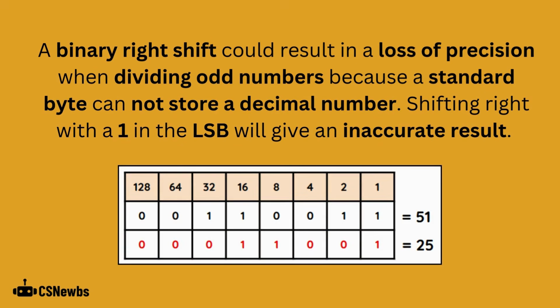A binary right shift could result in a loss of precision when dividing odd numbers because a standard byte cannot store a decimal number. Shifting right with a 1 in the least significant bit will give an inaccurate result. In the example below, 51 has been shifted 1 place to the right, which should divide the number by 2 and give 25.5. However, the result is shown as 25, with a loss of precision of 0.5.